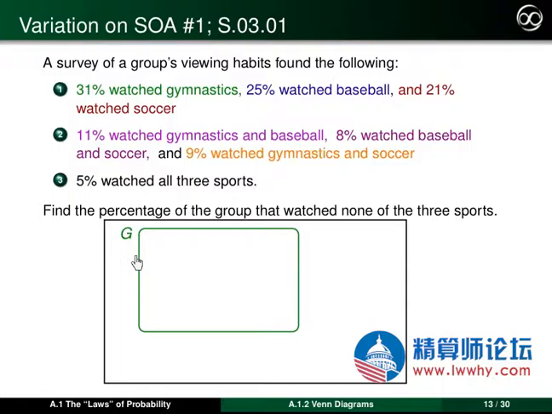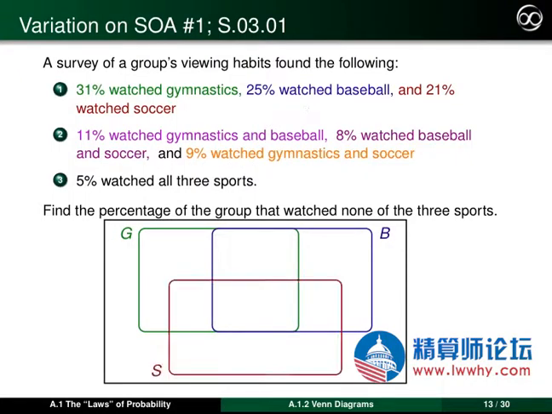So now let my rectangle G be gymnastics. Likewise, I have a rectangle for those who watch baseball and those who watch soccer. Now, the reason why I'm drawing these as rectangles is that the intersection of all 3 of these is this nice big rectangular area that I can write in. If I'm writing them as little circles, then the triple intersection is almost invariably too small to write in legibly.